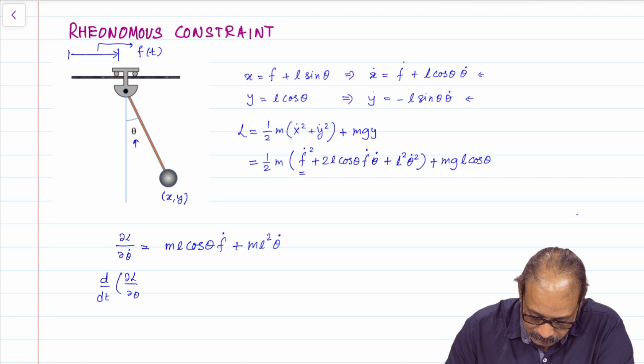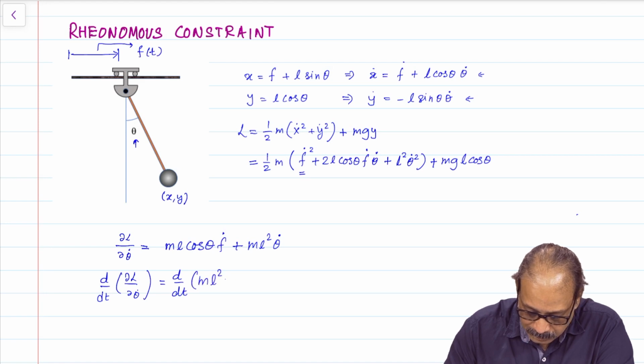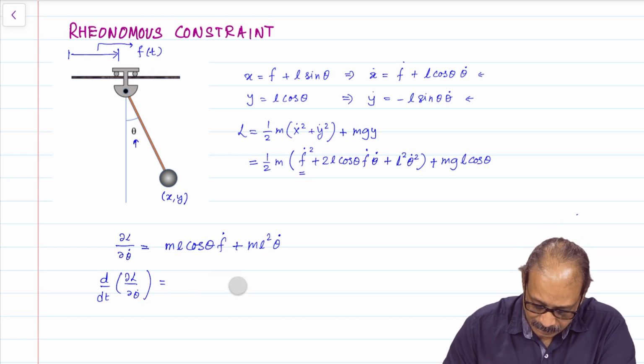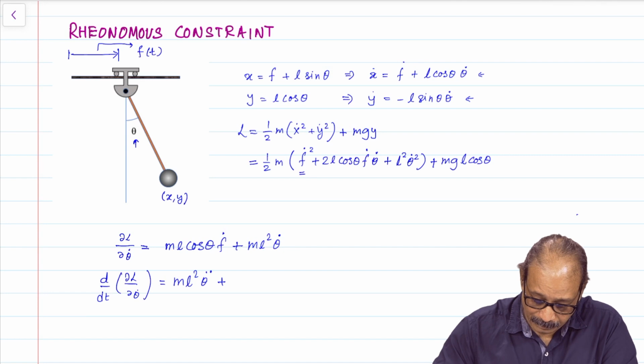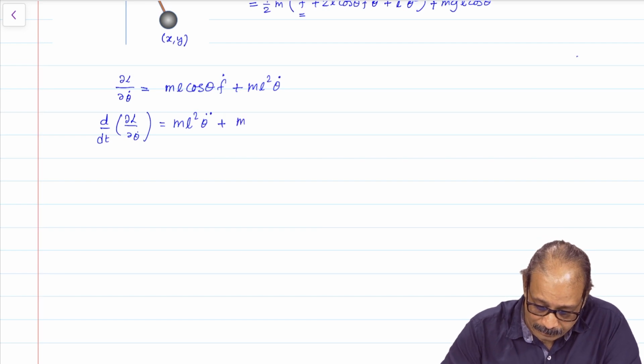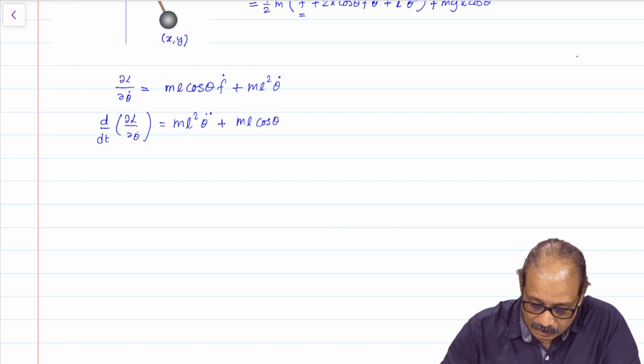When you take a time derivative of this, so d by dt of del L over del theta dot, this will give us d by dt of m L square theta dot plus, so I will immediately simplify it here itself. It will be m L square theta double dot plus, now I will get two terms there. Remember, this is a total time derivative, that means I must do m L cos theta times f double dot and plus m L minus sin theta into f dot and theta dot.